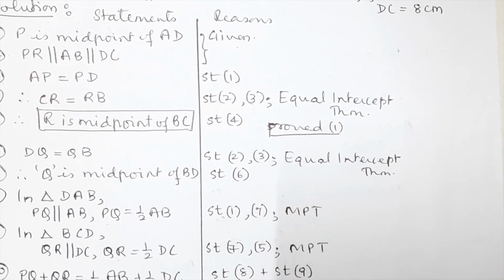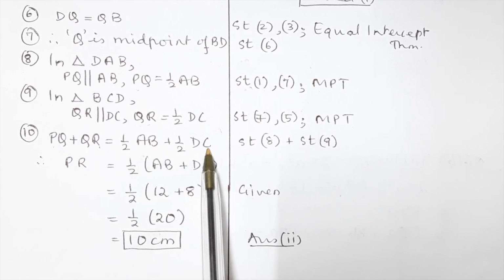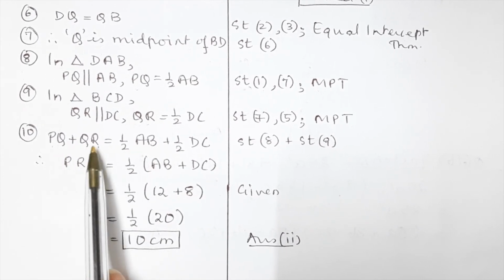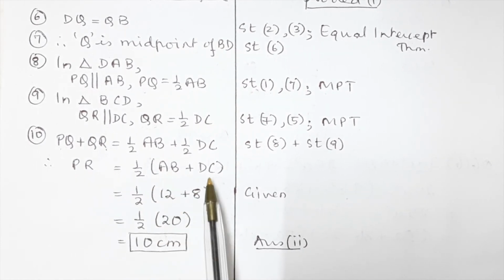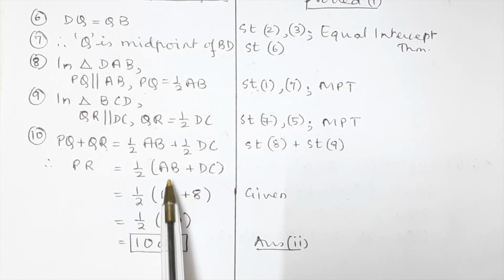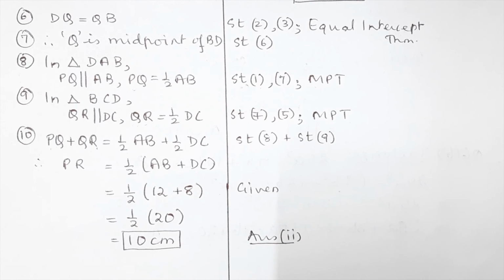So we are going to add these two, and PQ is half AB plus half DC is this. So PQ plus QR is PR as we saw in the diagram. Half is common and here you get AB plus DC inside the bracket. The values of AB and DC are already given, and so you have half into bracket 12 plus 8, that is half into 20, that is 10 centimeter, and that is your answer. So now we have solved question 5 and question 6 of section 2 in this particular video.